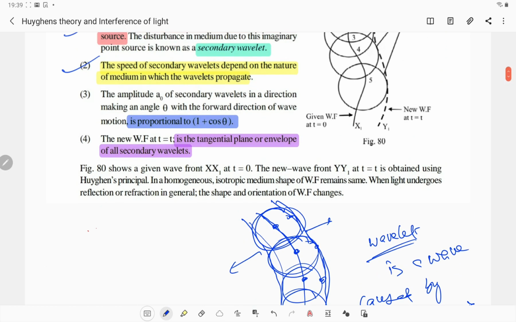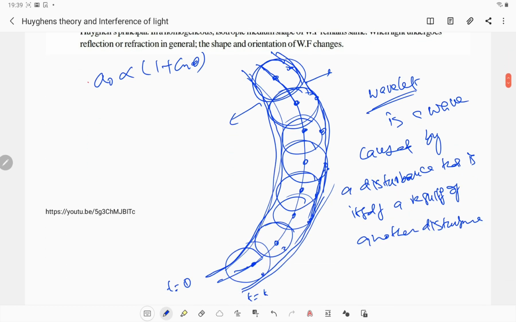Why? Because according to the third point, the amplitude A naught of secondary wavelets in a direction making angle theta with the direction of the motion is proportional to 1 plus cos theta. See here, in the backward direction, theta is 180 when you measure from the forward direction, and cos 180 is minus 1. Therefore, A naught is proportional to 1 minus 1, which is equal to 0. Therefore, the amplitude of the backward wavefront is 0. So we can neglect the backward wavefront and consider only the forward wavefront.